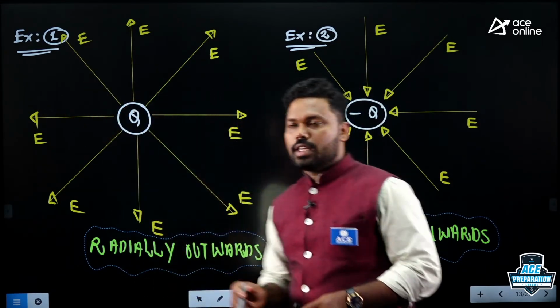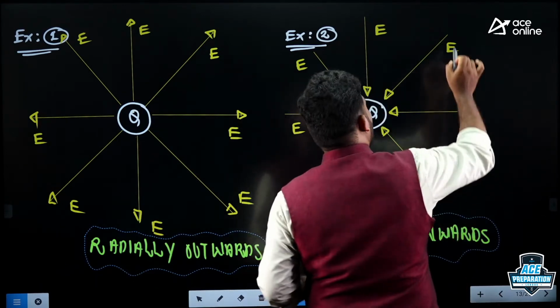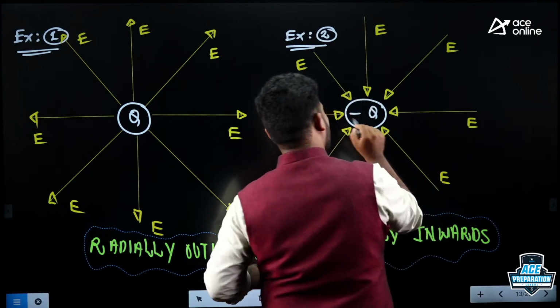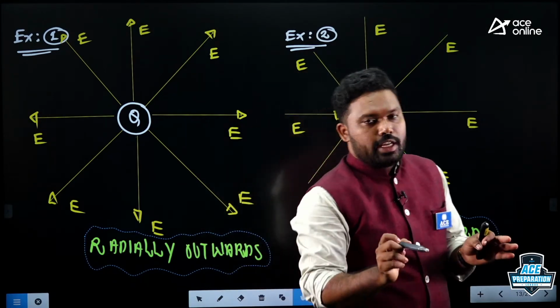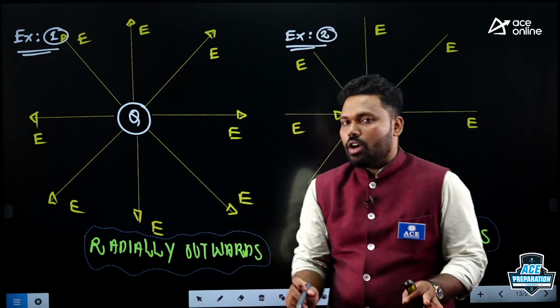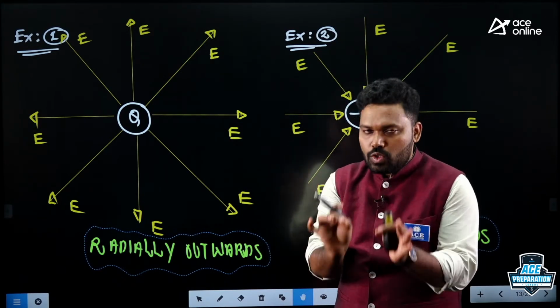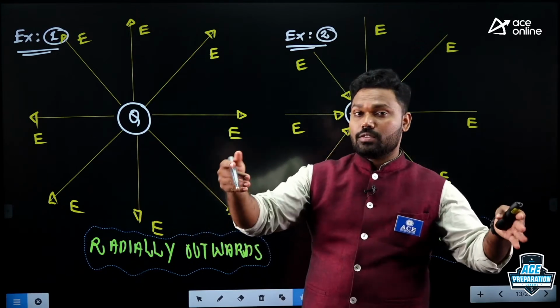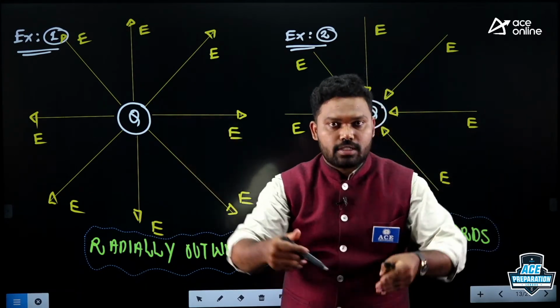Like this, and so on. Suppose there is a unit charge here, the force direction is in this way, in this way, in this way for the negative charge. So in short, if it is a positively charged one, electric field lines are outwards. If it is a negatively charged one, electric field lines are inwards.